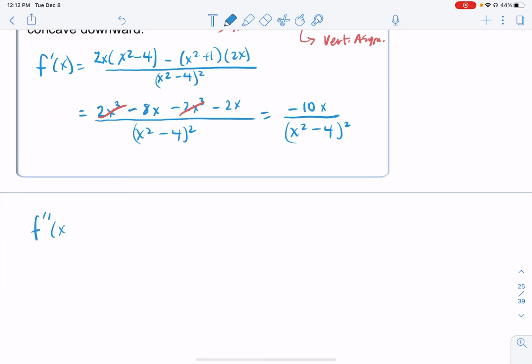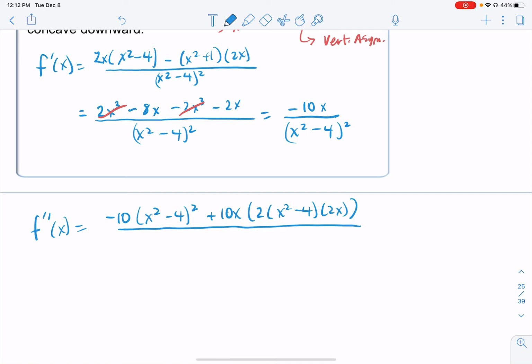Have to use the quotient rule again. So the derivative of the top, negative 10 times the bottom, x squared minus 4 quantity squared, minus the top, so minus a negative makes a plus, 10x, times the derivative of the bottom. Let's leapfrog the 2 down, x squared minus 4 to the first power, times the derivative of the interior, 2x. Close and close. All right, over x squared minus 4 squared squared, so to the 4th.